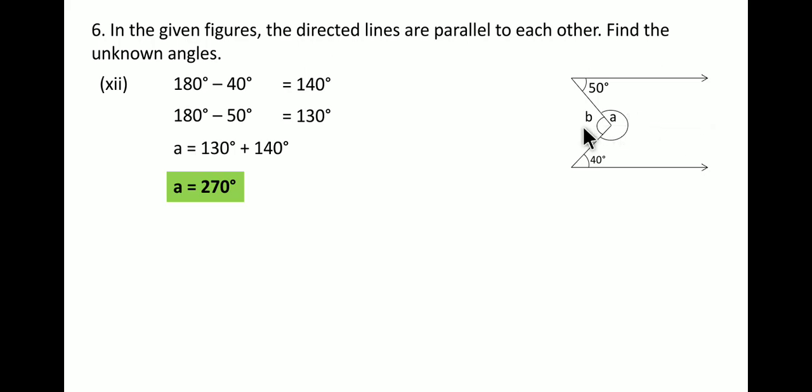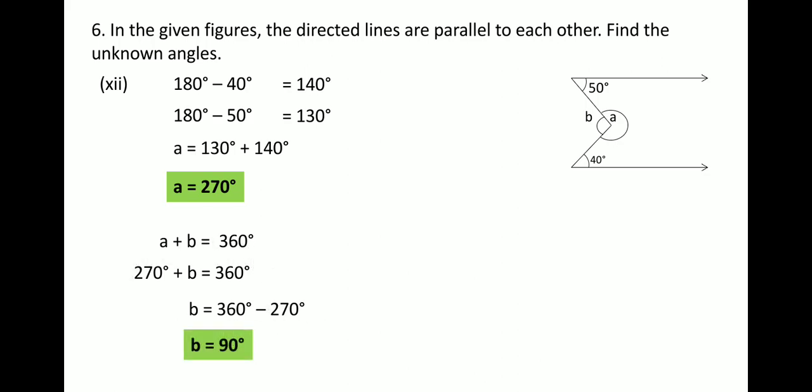Okay, so here now we have angle A and angle B. When you add, it becomes a whole angle of 360 degree. So angle A plus angle B is equal to 360 degree, where angle A is equal to 270 degree plus B is equal to 360. So B is equal to 360, and this 270 comes this side as minus. So when you subtract, you will get B equals 90 degree. So angle A is 270 and angle B is 90 degree.